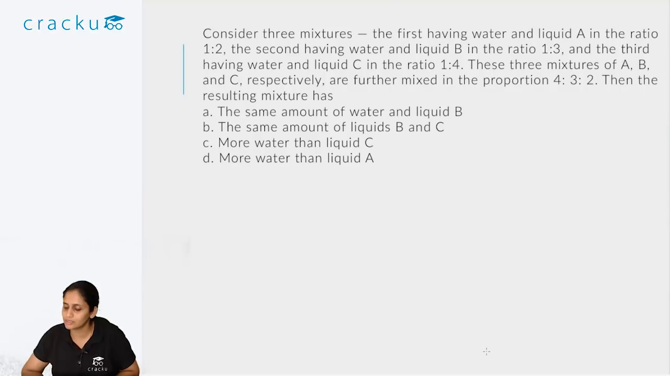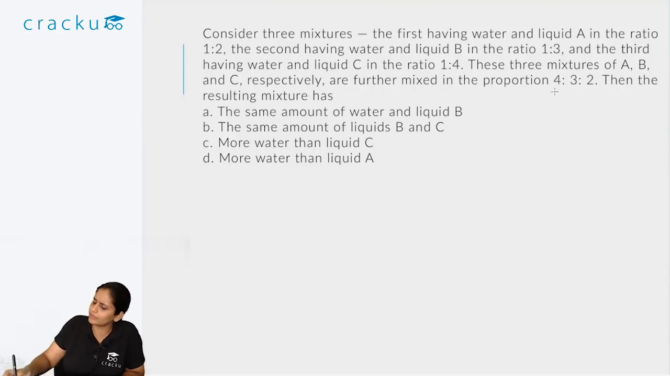Consider 3 mixtures, the first having water and liquid A in the ratio 1:2, the second having water and liquid B in the ratio 1:3, and the third having water and liquid C in the ratio 1:4. These 3 mixtures of A, B and C respectively are further mixed in the proportion 4:3:2. Then the resulting mixture has: the same amount of water and liquid B, the same amount of liquids B and C, more water than liquid C, or more water than liquid A.